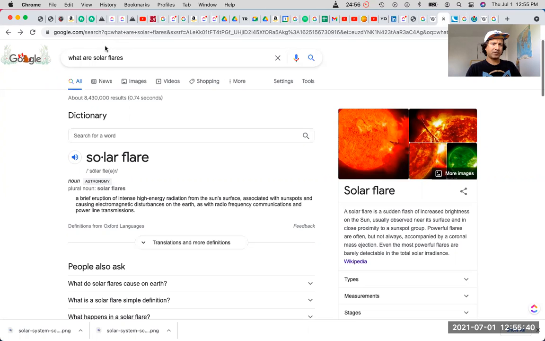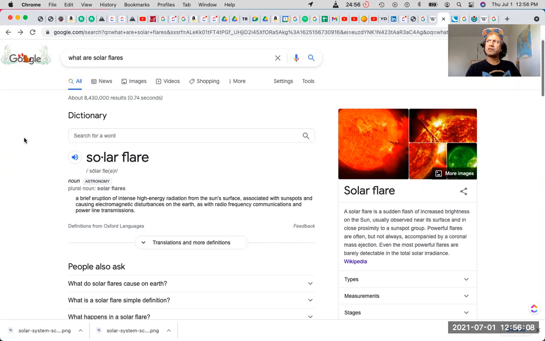If you do a simple search on Google for what is a solar flare, this is the definition that comes up: basically a brief eruption of intense high energy plasma or radiation from the sun's surface, usually associated with sunspots and causing electromagnetic disturbances on the earth, as with radio frequency communications and power transmissions.